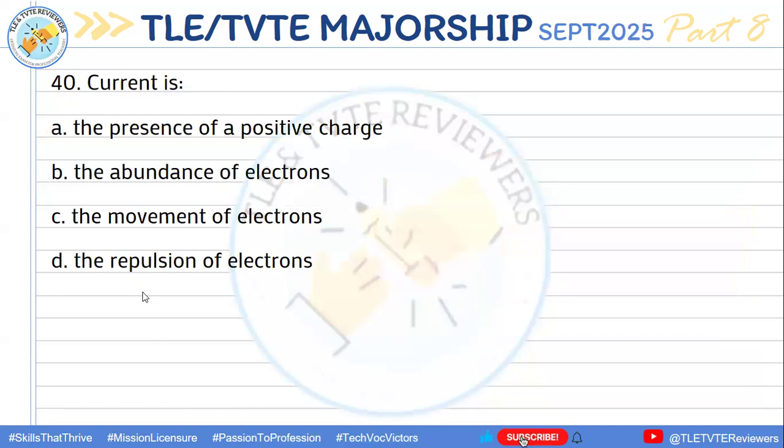Number 40, current is A, the presence of a positive charge, B, the abundance of electrons, C, the movement of electrons, or letter D, the repulsion of electrons.